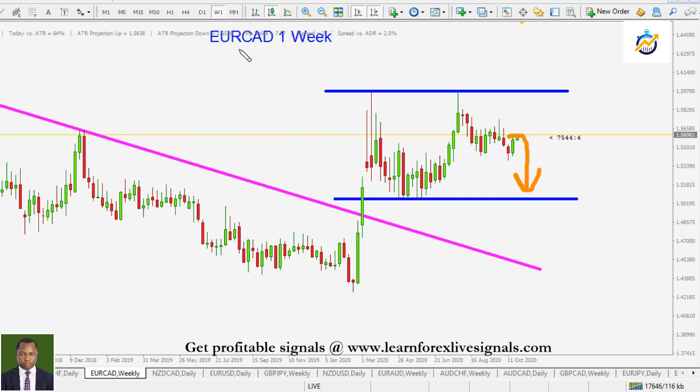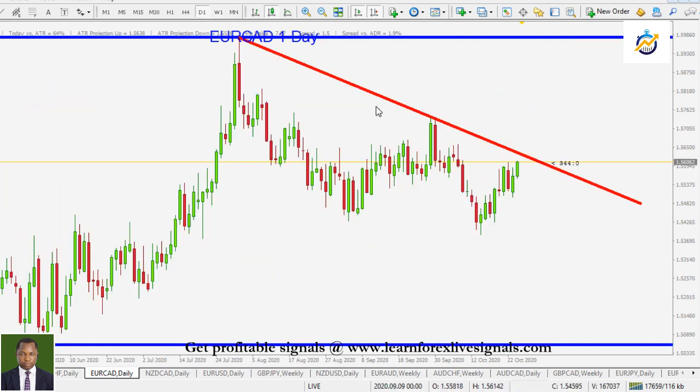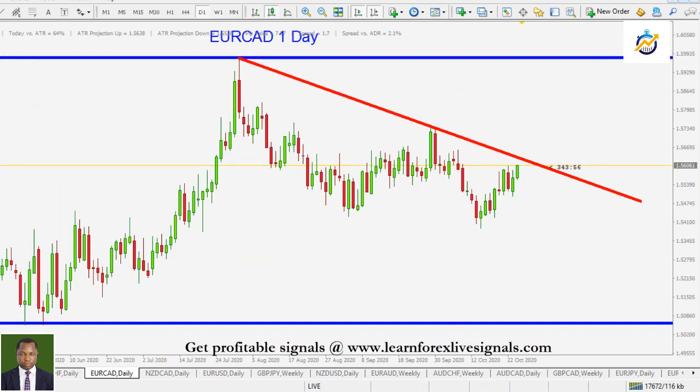The interest rate from the Canadian central bank will also define price direction further. In the daily time frame, the euro against the Canadian dollar is approaching the next level of resistance, which is that leaning trend line. If it breaks, then we'll see more upside. If it gives a bounce, then we may see price coming back down.